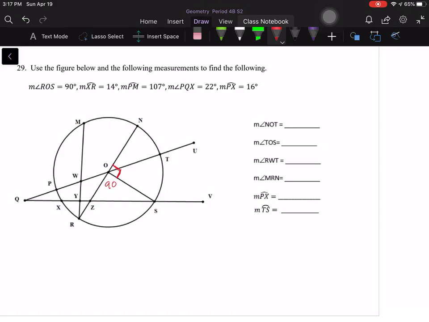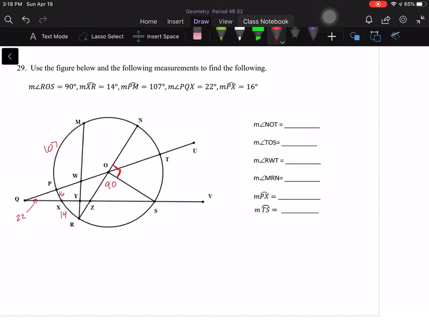The measure of arc XR. So XR is here. That's 14 degrees. Measure of arc PM is going to be 107. Measure of angle PQX. So PQX is 22. I'm going to draw a little arrow for that one. Let's see. Arc PX is 16. Okay, so I have everything filled in there.